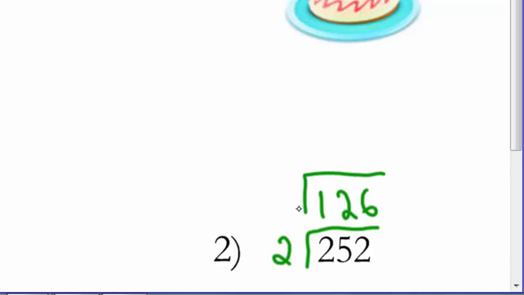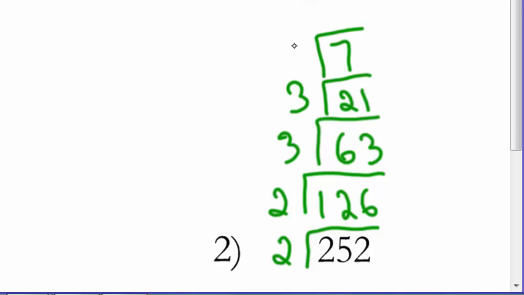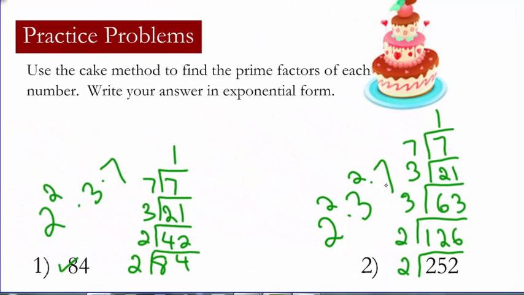Alright, and last I want to find the prime factors of 252. So I'm going to divide this by 2. Well, 2 will go into 252 126 times. 2 will go into 126 63 times. 2 won't go into 63, but 3 will. 3 will go into 63 21 times. And then 21 can be divided by 3 again. And I'll get 7. 7 goes into 7 once. The prime factors of 252 are 2 squared times 3 squared times 7. And that's how we find prime factors of numbers.